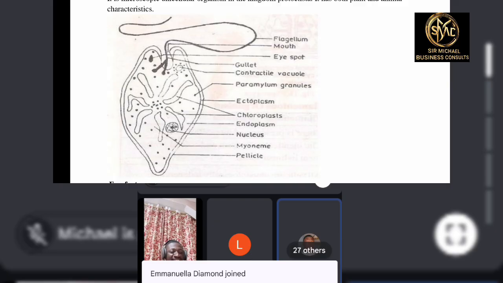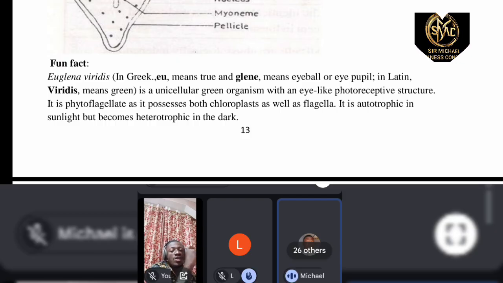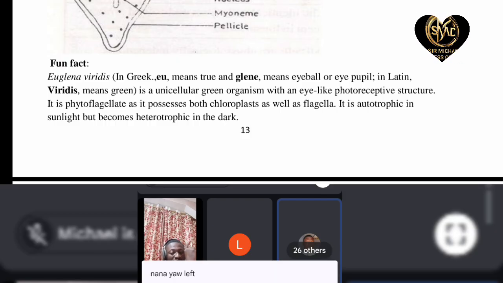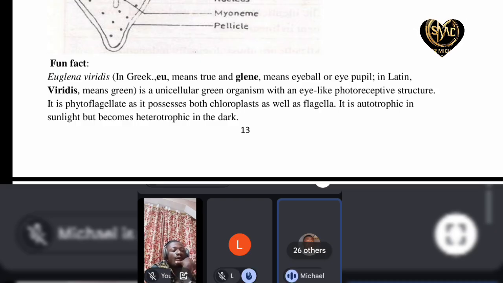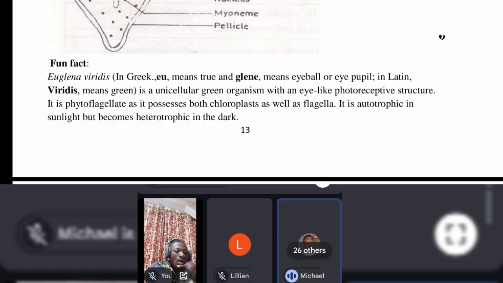So there's a fun fact here. Euglena viridis. So in Greek, the eu, remember last time I told you that eubacteria means true. So eu over there means true. That is a prefix for true in Greek. So eu means true, and glena means eyeball or eye people in Latin, and viridis means green. So if only you understand Greek, or you had understood the meaning of this, eu means true, viridis means green, and the glena means eyeball. So this can give you three features of Euglena.